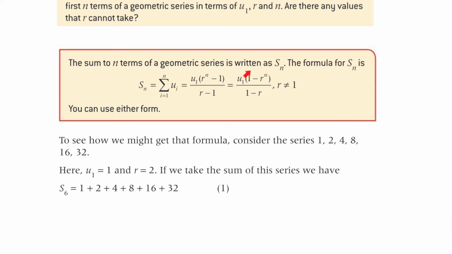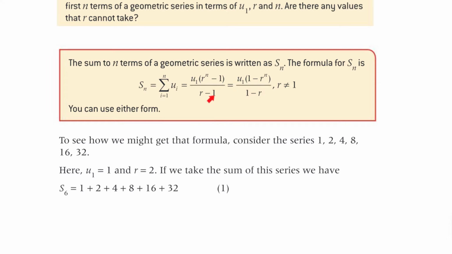And you can write it like this or you can write it like this. They're exactly the same. It's just that sometimes if r is less than 1, then it's a good idea to use this one because then we don't get a negative on the bottom. Now r can't be 1 because we wouldn't want to have 0 here or 0 here. So you can use either formula. They're in the formula book.